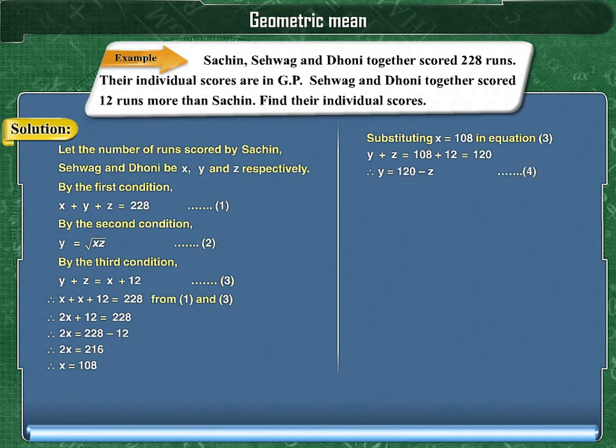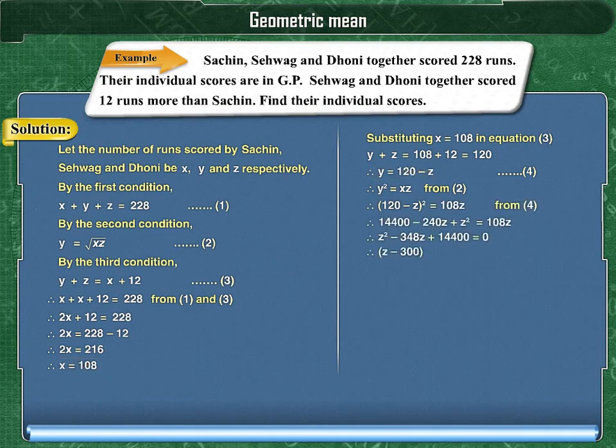We have y is square root of xz. Therefore, y square is xz. Substituting y is 120 minus z and x is 108, we get 120 minus z the whole square is 108z. On simplifying, we get z minus 300 into z minus 48 is 0. Therefore, z is 300 or z is 48.